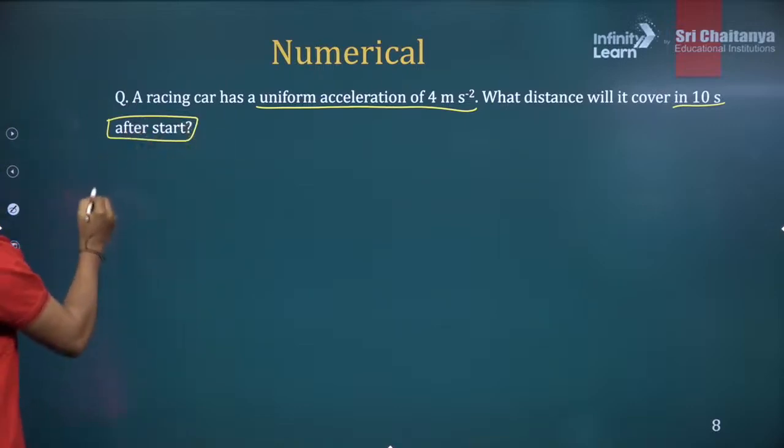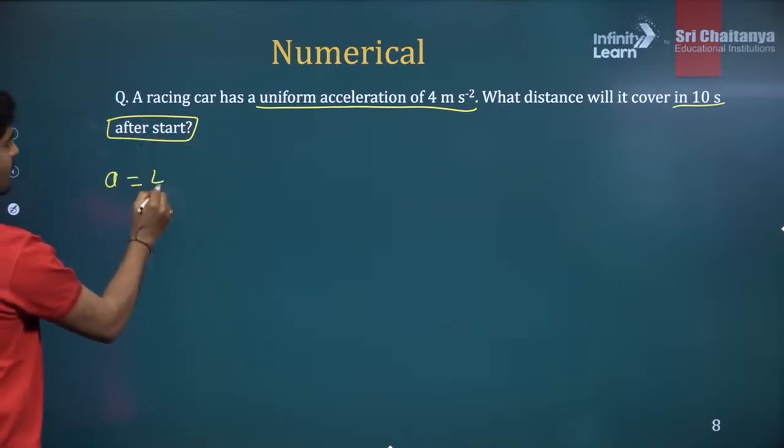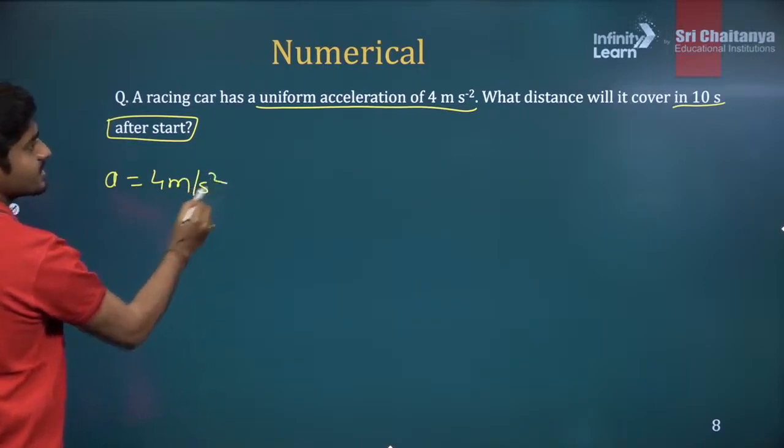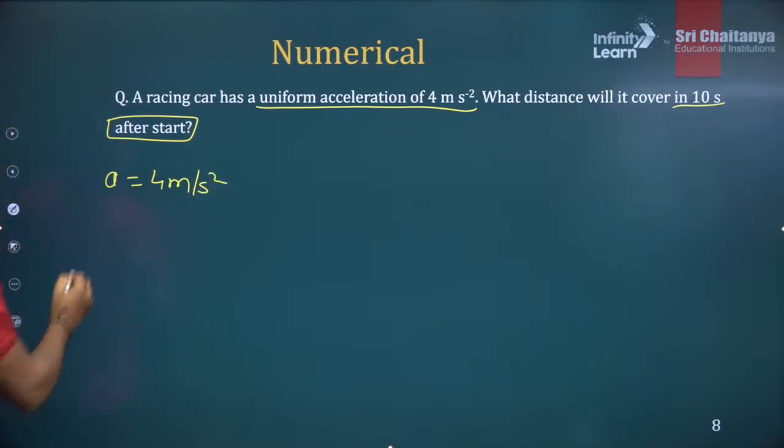A racing car has uniform acceleration. I'll write down: acceleration is 4 meter per second square. Distance is, time is 10 seconds.